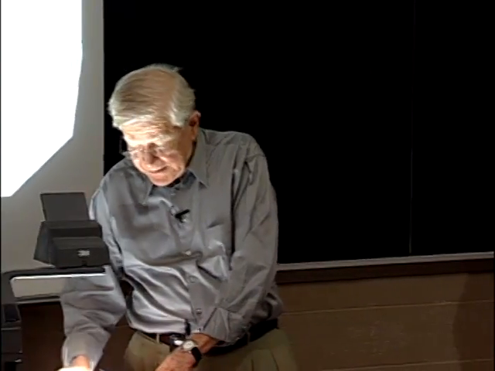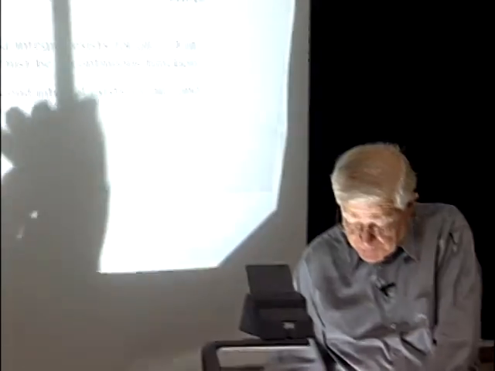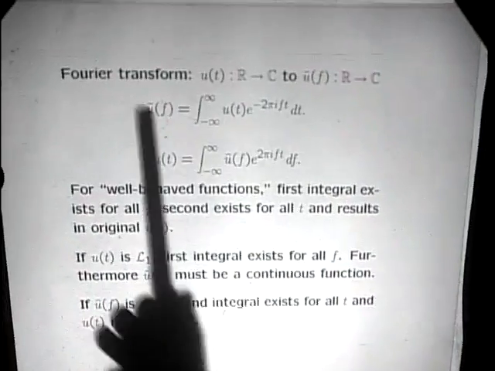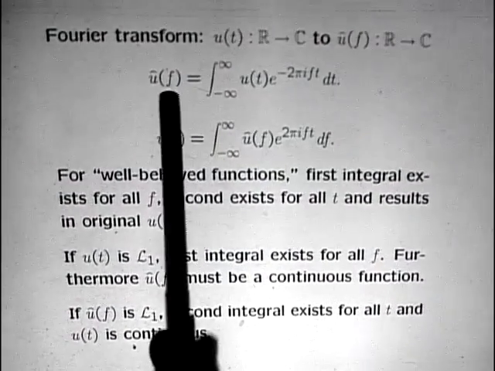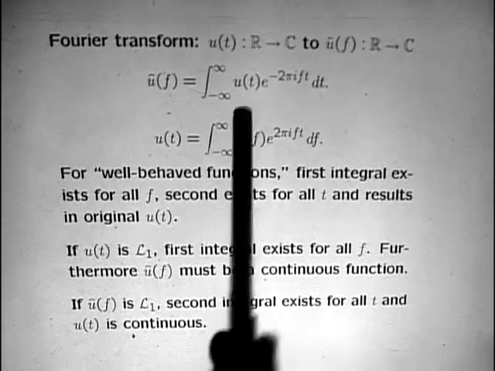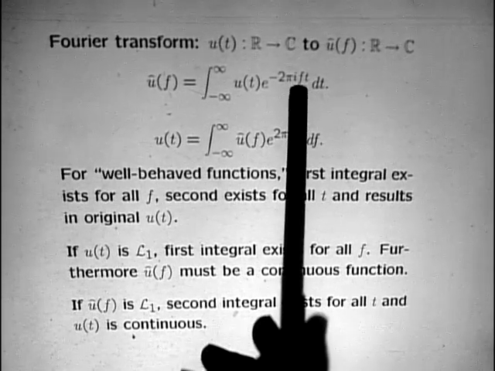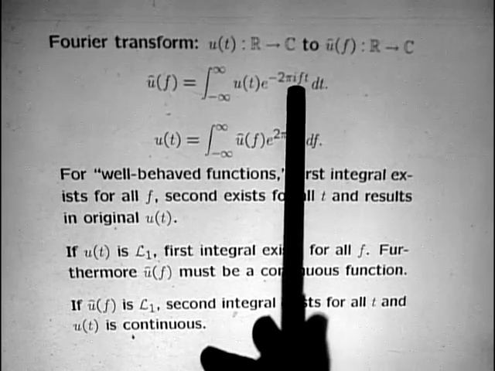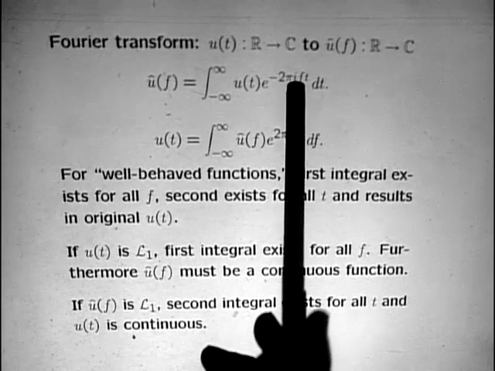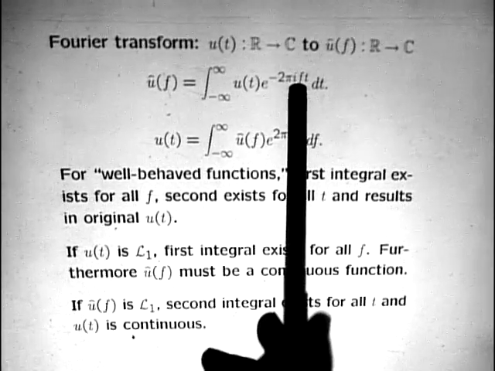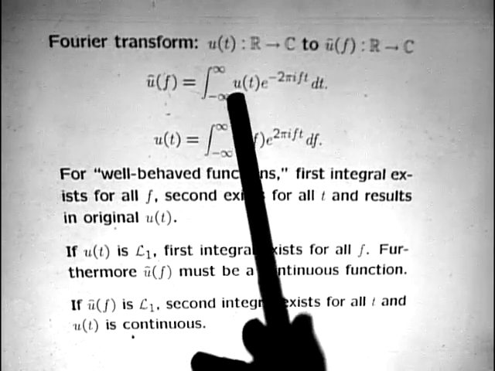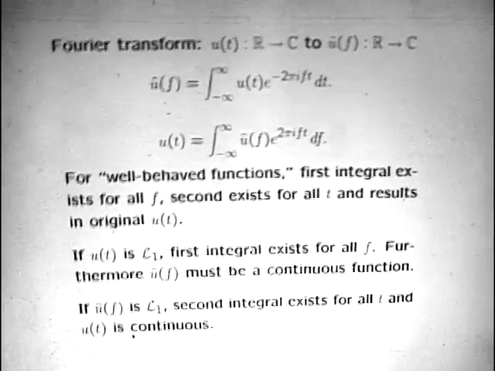But anyway, it's nice to start with, because when u of t is L1, we know that this function actually exists. It exists as a complex number for every possible real f here. Namely, there aren't any ifs, ands, buts, or maybes here. There's nothing like the L2 convergence that we were talking about a little bit before. This just exists, period.